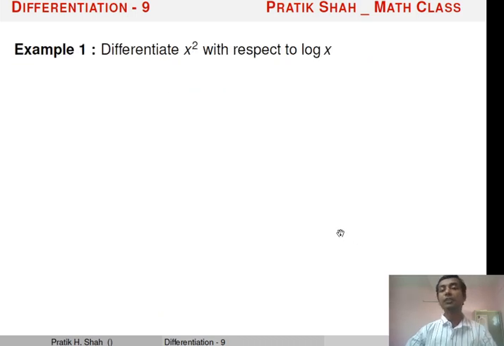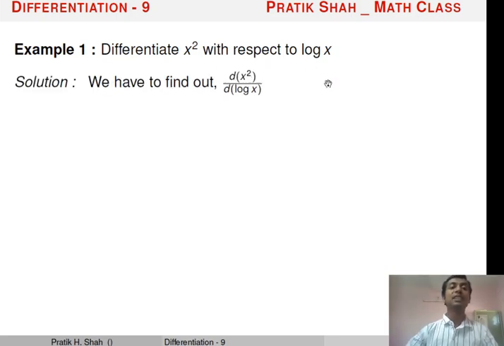So let's take the first example. Differentiate x square with respect to log x. It means that we have to find out differentiation of x square, which means d(x square), with respect to log x, which means d(log x). So the question is to find out d(x square) by d(log x). This is completely new for you, but just by assuming two things, it will be very simple. Let's see.